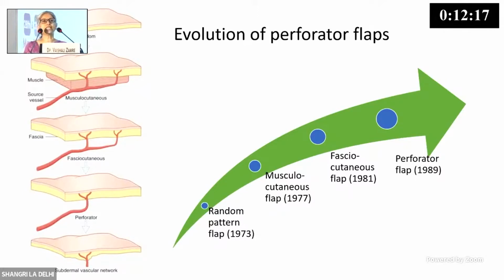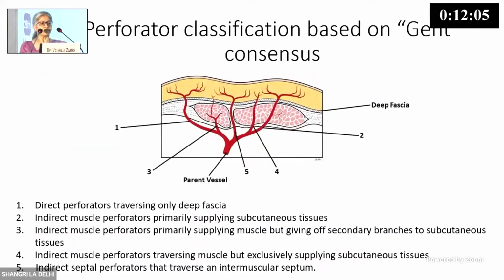It was realized that there were many perforators in and around the periphery of the breast which could be utilized for developing these perforator flaps and for replacing the volume lost after tumor resection in the breast.